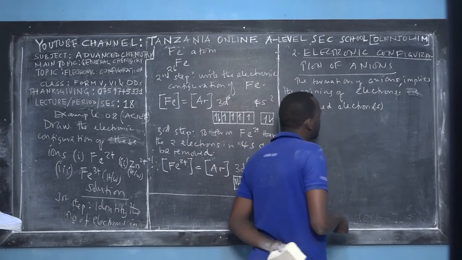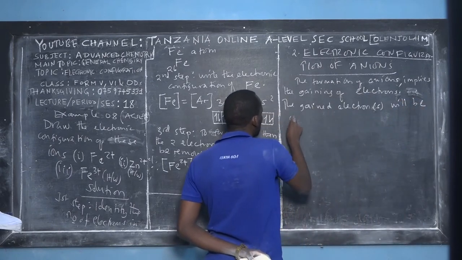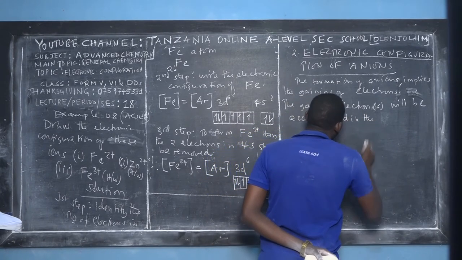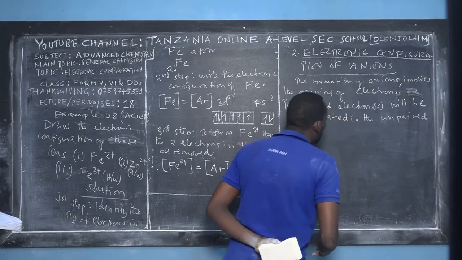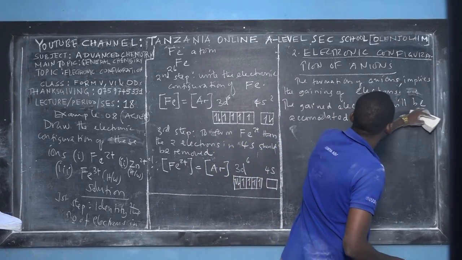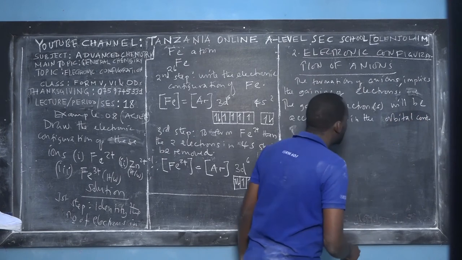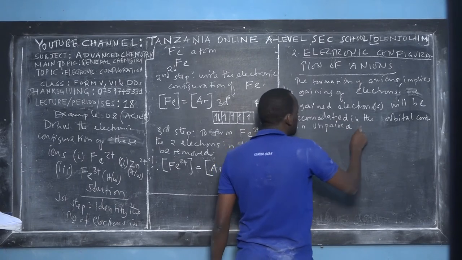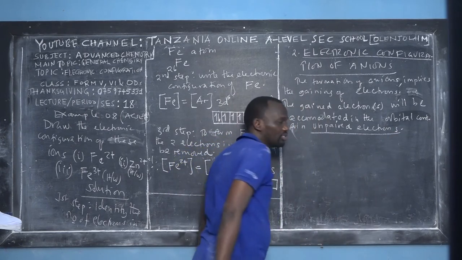The electron or electrons gained will be accommodated in the empty sublevel, or in the orbital containing unpaired electrons. So that's the concept. It's not complex.